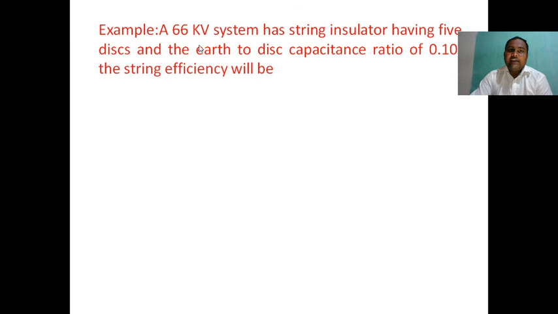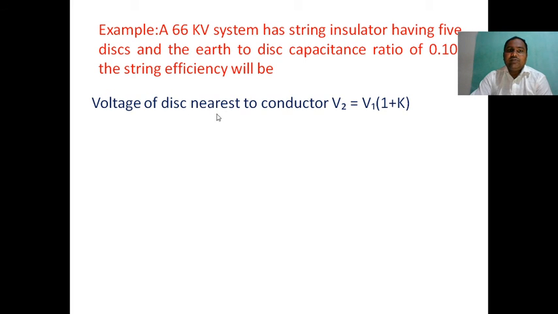Another example: a 66 kV system has a string insulator having 5 discs. This is very important, 5 discs, and the earth to disc capacitance ratio is 0.10. The string efficiency will be, they have neatly given the K value as 0.1. The number of insulators is 5. So the voltage of the disc nearest to the conductor, V2, is equal to V1 of (1 plus K). K is equal to 0.1. V2 is equal to V1 of (1 plus K), definitely that is 1.1 V1.